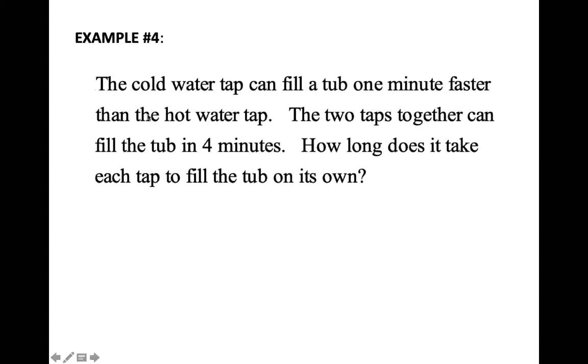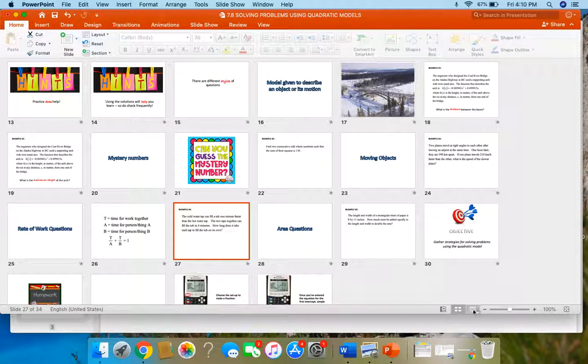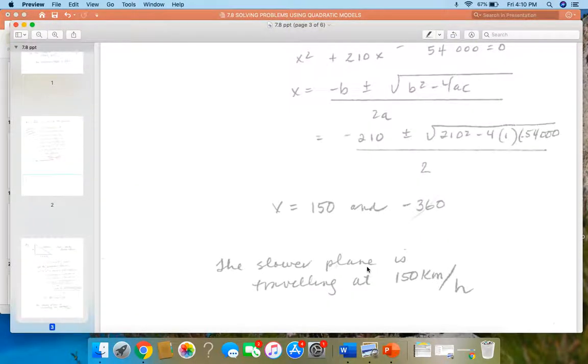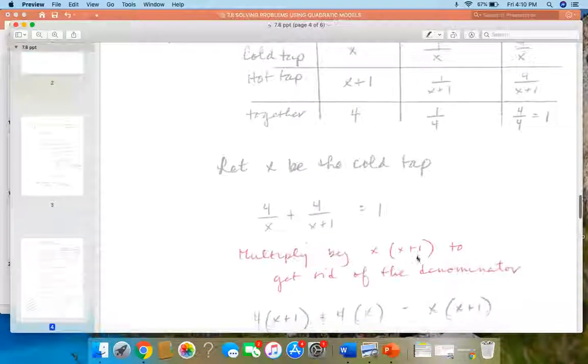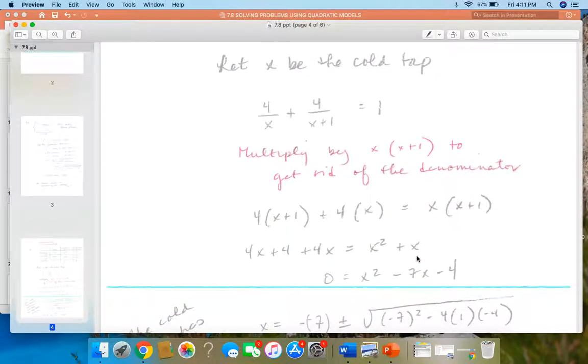So let's go and take a look at the example so we can see how we're actually doing it. Here it is. Now, I also came across this table, and if this table helps you understand it because it's the way you learned it years ago, please make use of it. But I'm going to jump in and just do it from here. Let X be the cold tap, and that means that X plus 1 is the hot tap. So the time that they take to fill it together is 4 over X plus 4 over X plus 1. And we want to see what happens when we add this up to 1. Now the algebra to get through this means that I have to multiply everybody by X and X plus 1.